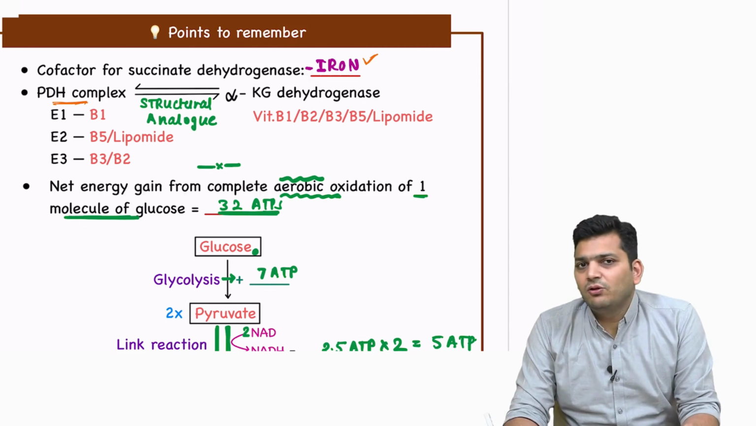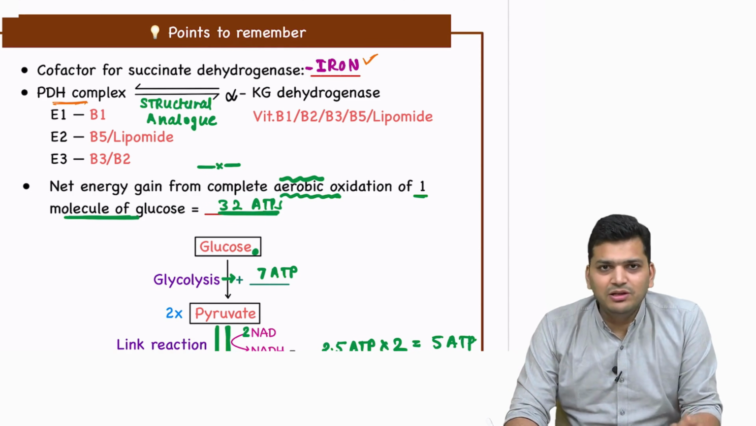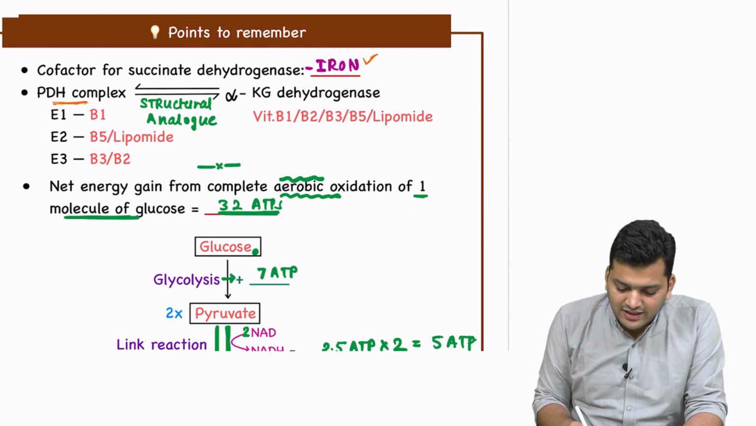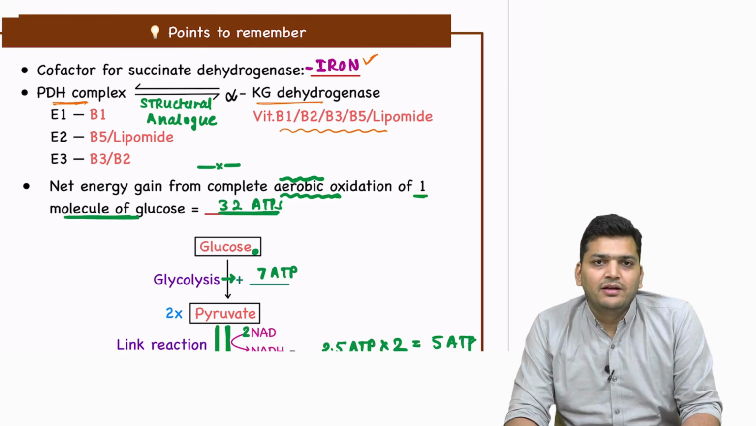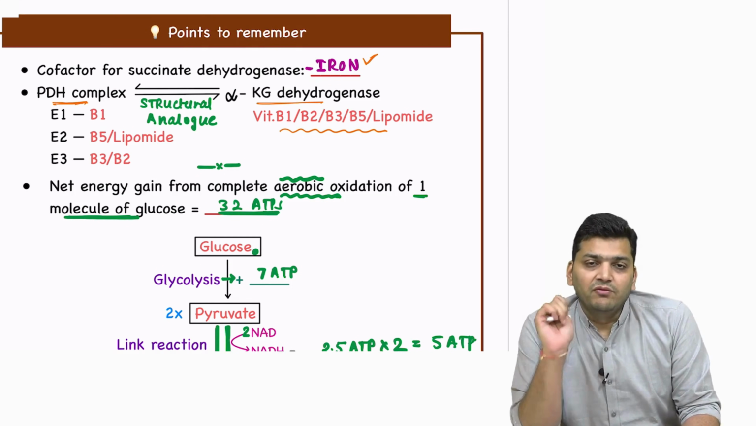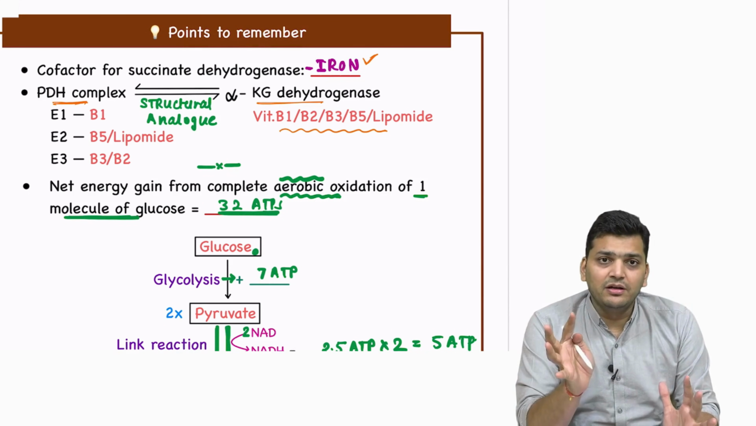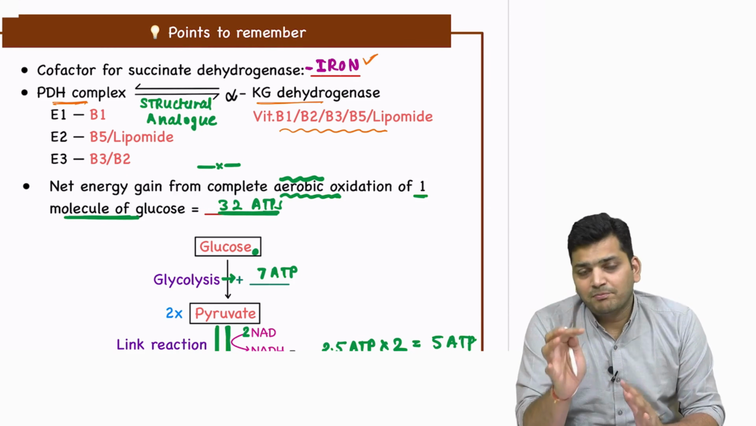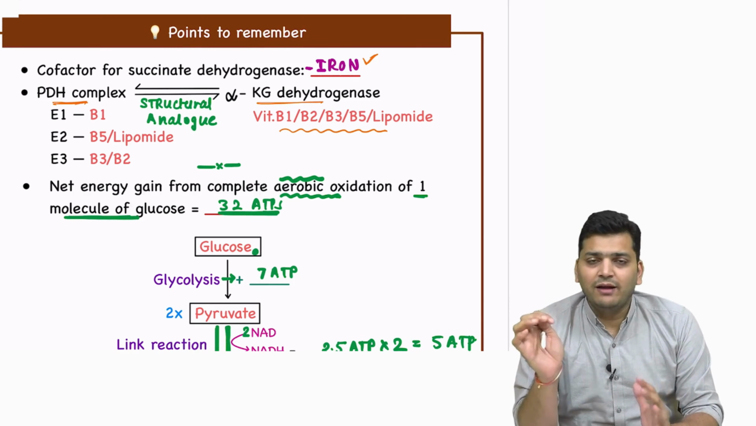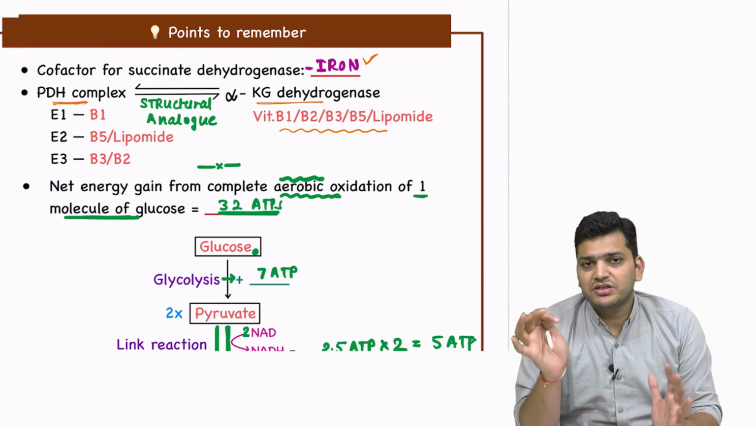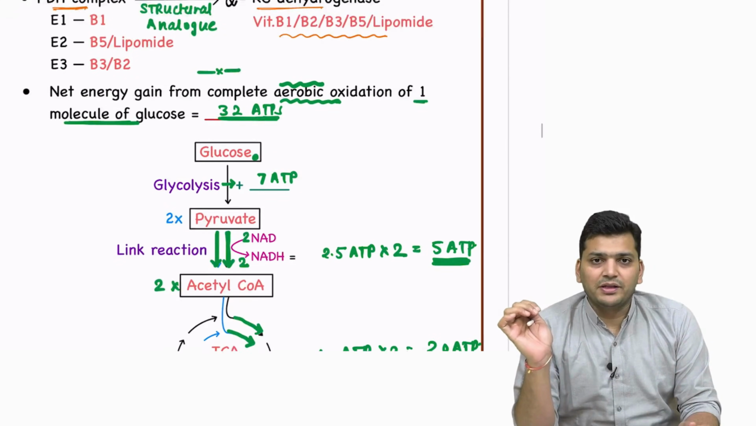In the Krebs cycle also we have one enzyme which has similar coenzymes. The name of that is alpha ketoglutarate dehydrogenase. It also has the same coenzymes. So they ask a question: which enzyme of the Krebs cycle is structurally similar to the PDH complex? The answer is going to be alpha ketoglutarate dehydrogenase. It is very much structurally similar to the PDH complex.